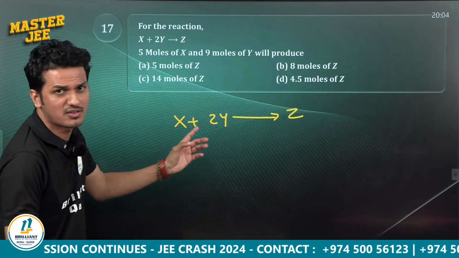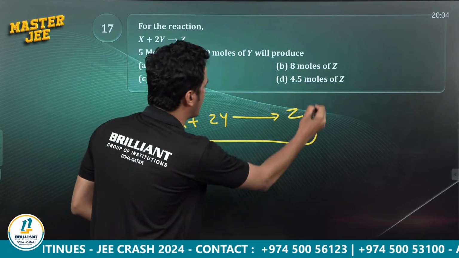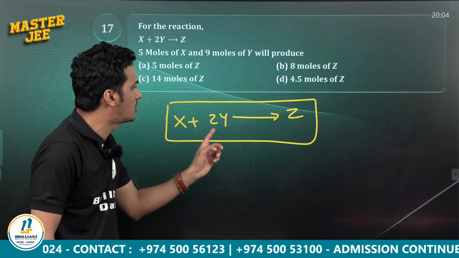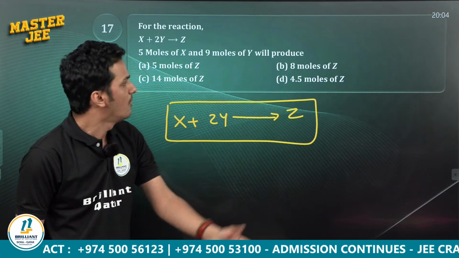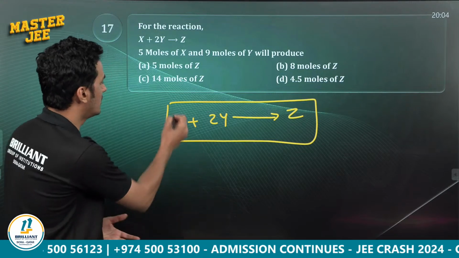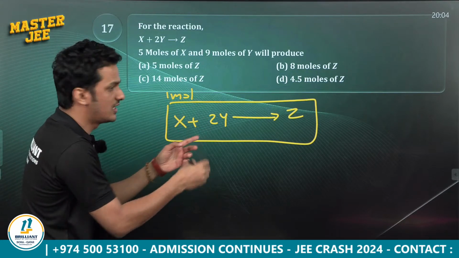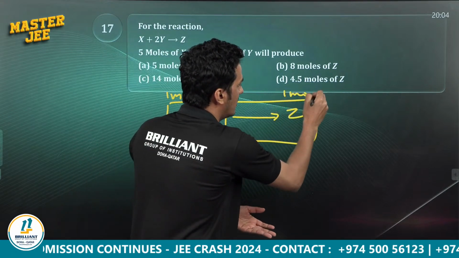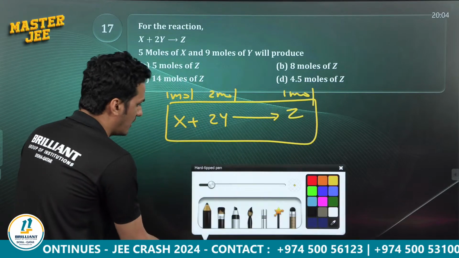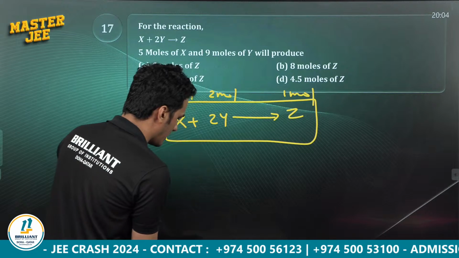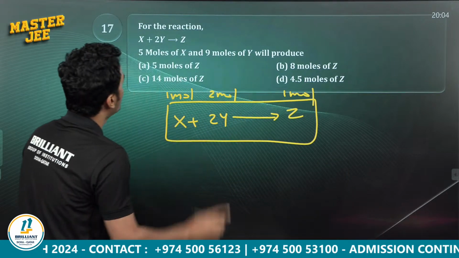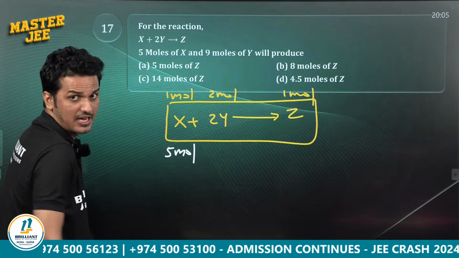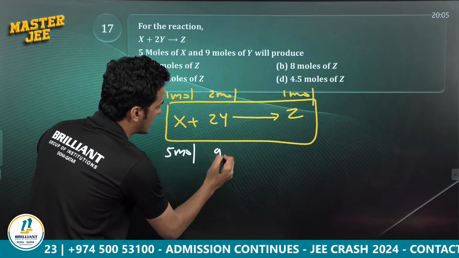Here X plus 2Y gives Z. From this, what's the basic idea we will get, guys? If I am taking 1 mole X, it requires 2 mole Y, and then that will give 1 mole Z. But in the question they have given, listen to me carefully, 5 mole X and 9 mole Y.